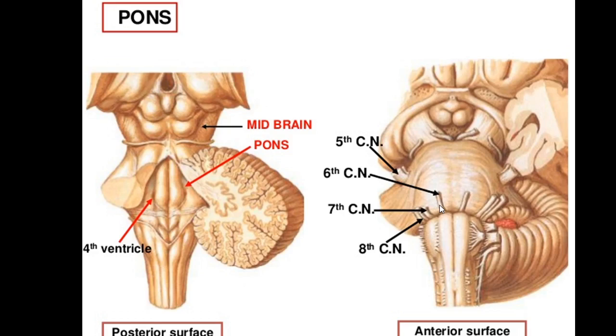The abducent nerve you can see at the junction of the pyramid and the lower border of the pons. This is the seventh nerve at the junction of the olive and the pons, and the vestibulocochlear nerve lateral here. This is the posterior surface of the pons forming the upper part of the floor of the fourth ventricle. Here you can see the facial colliculus and the striae medullares.